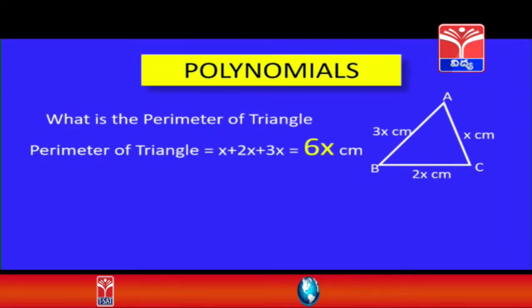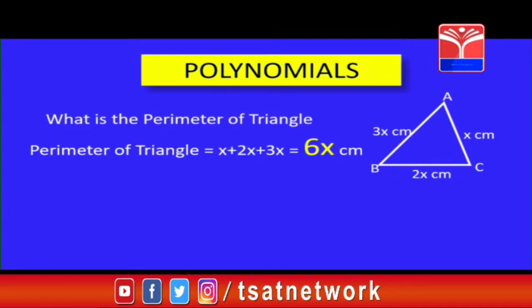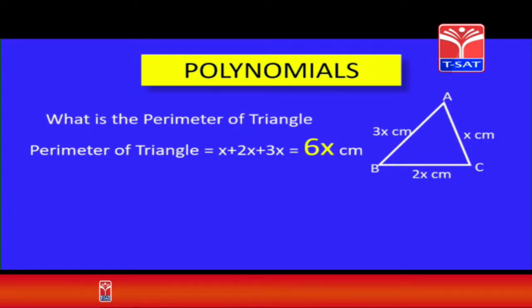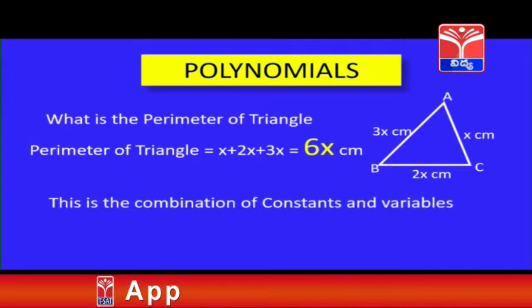Yes, the sum of the sides is the perimeter of the triangle. Now, by adding these three, x plus 2x plus 3x, we get the value 6x centimeters. The perimeter depends on the value x here. So, this is the combination of 6, one constant, and x, one variable. So, this is the combination of constants and variables. Let us see one more example here.